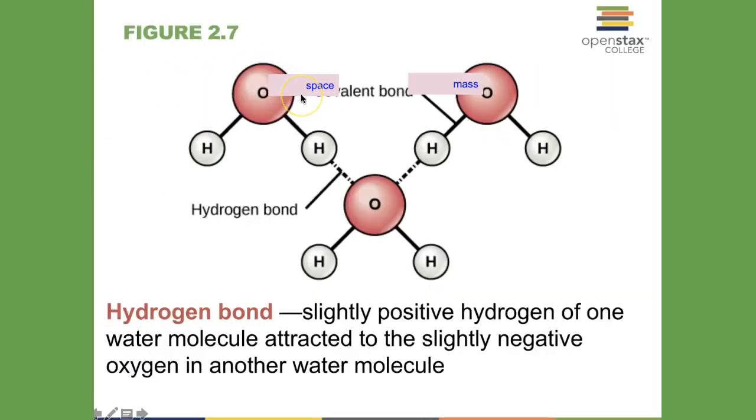And this is going to be considered a hydrogen bond right here, which is considered a weak bond. It's the slightly positive hydrogen of one water molecule attracted to the slightly negative oxygen in another water molecule. Like I said, this is considered a weaker bond. You can actually find hydrogen bonds in our DNA.